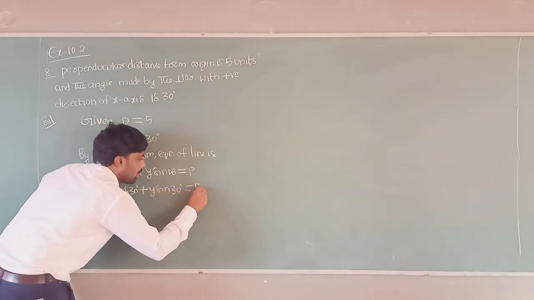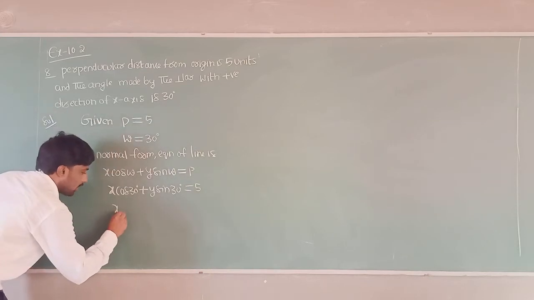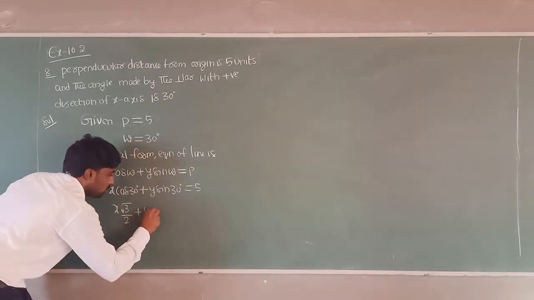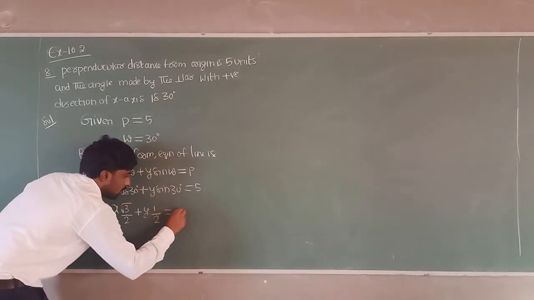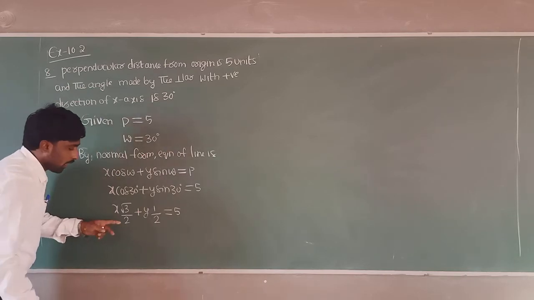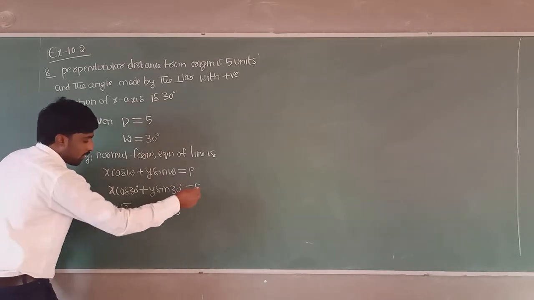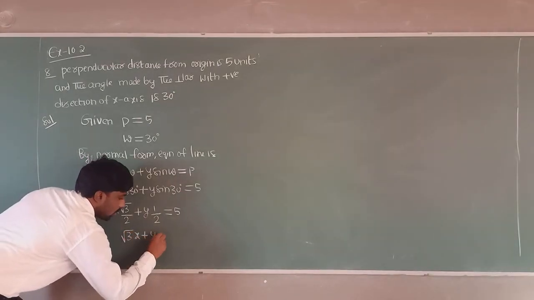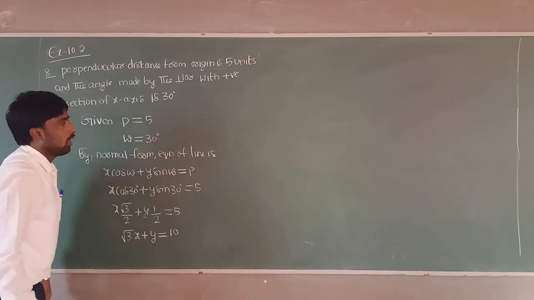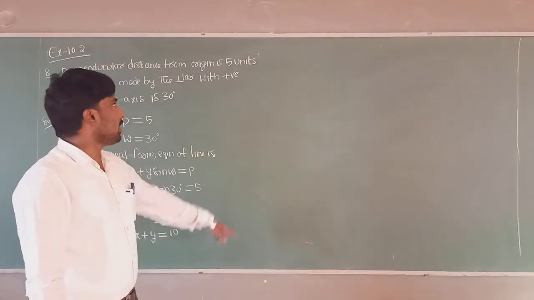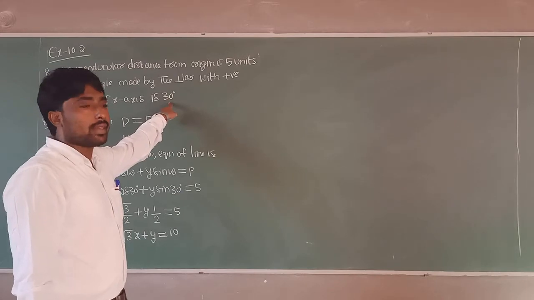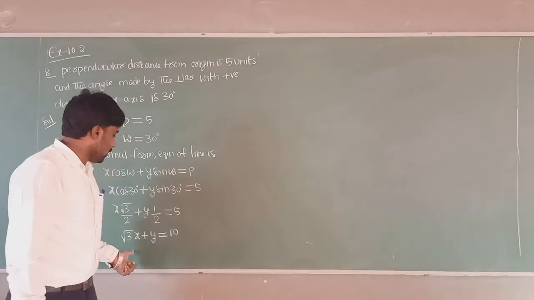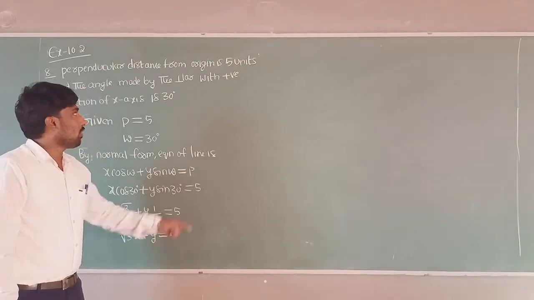Now what is the cos 30 value here? Cos 30 value is root 3 by 2, and sin 30 value is 1 by 2, which is equal to 5. If I take the LCM, if I cross multiply, I will get root 3x plus y equal to 10. So this is the normal form of a straight line whenever the angle omega is 30 degrees and the perpendicular distance is 5 units. So root 3x plus y equal to 10 is the equation of the line.